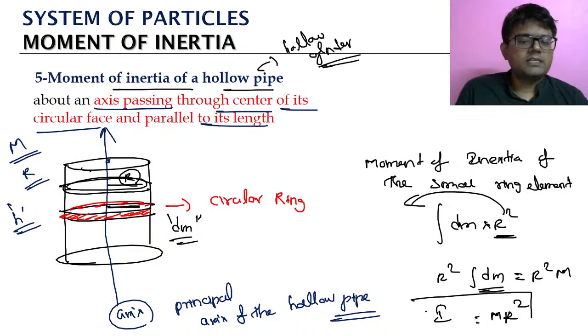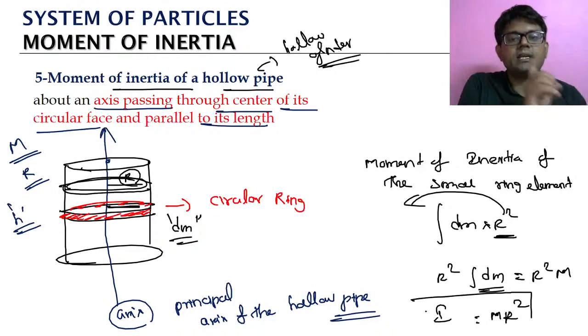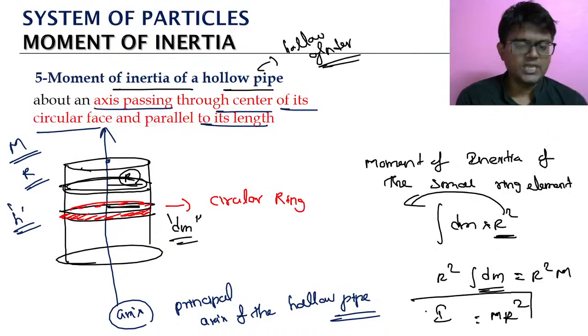ஓகேவா? So this is about the moment of inertia of the circular ring and the hollow pipe. Next class we'll start with the moment of inertia of the disc. Okay, we'll see in the next class.